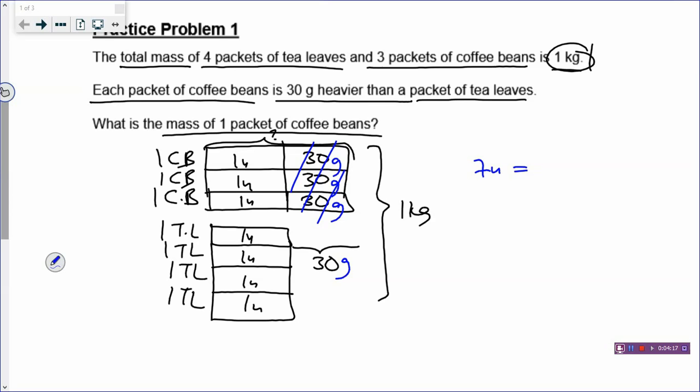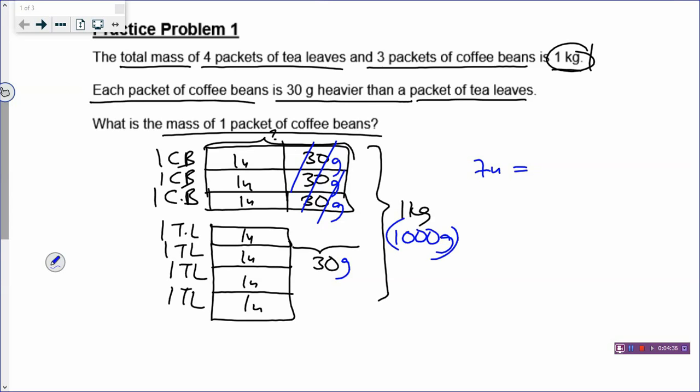So you have to make them the same unit. You have to change it to grams. Only when you have made them the same can you plus or minus. Very important, because you cannot just take 1 kilogram and minus 30 grams. They are different units. Okay, so now you have 7 units.